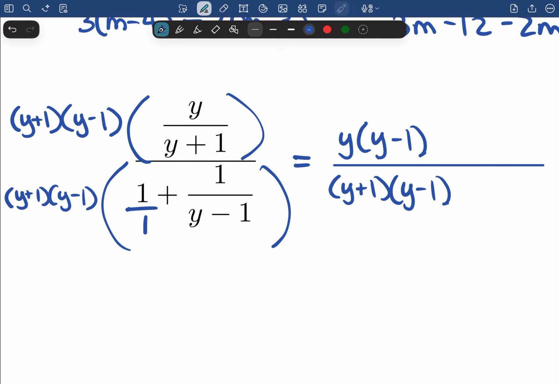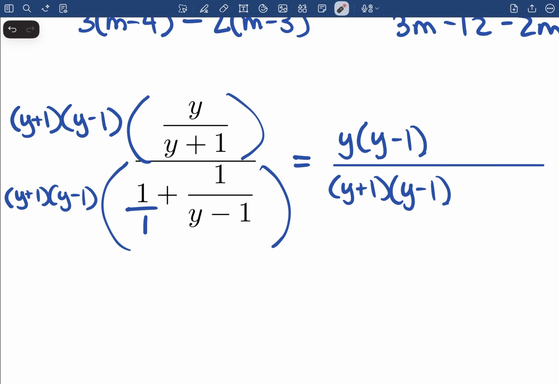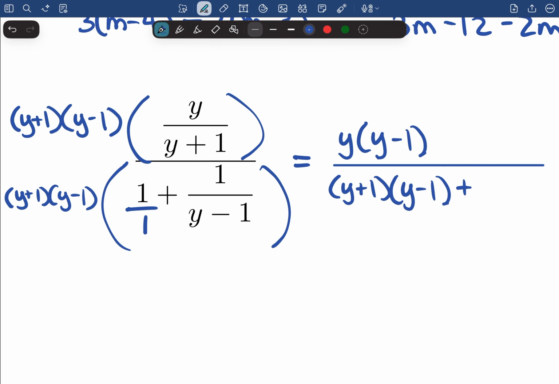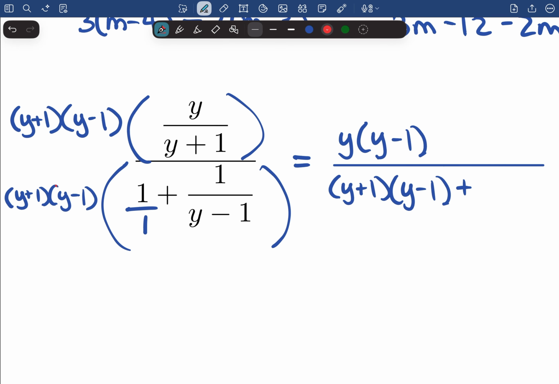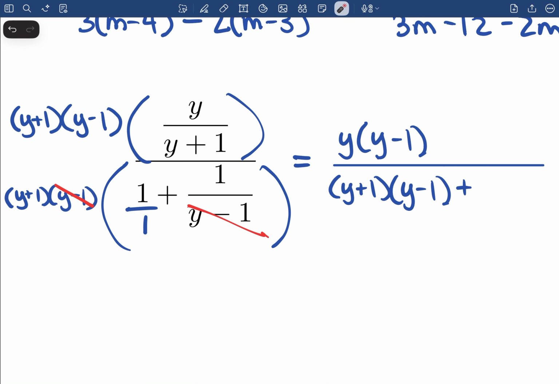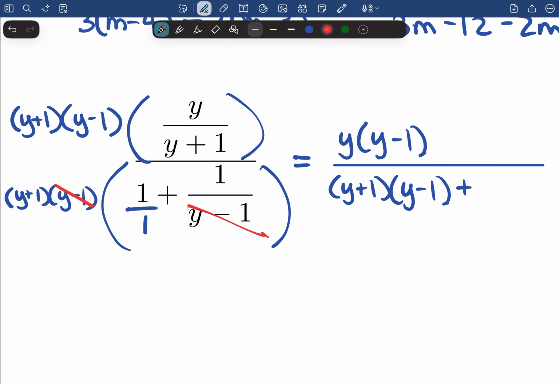Great, now moving on. And I have a plus sign. I now look at this fraction. I'm multiplying these factors by this fraction. And you'll notice the y minus 1 factor cancels the y minus 1 factor on the bottom. And so 1 is multiplied with y plus 1. y plus 1 times 1. That's why I'm writing a y plus 1 right here. Cool. All right.